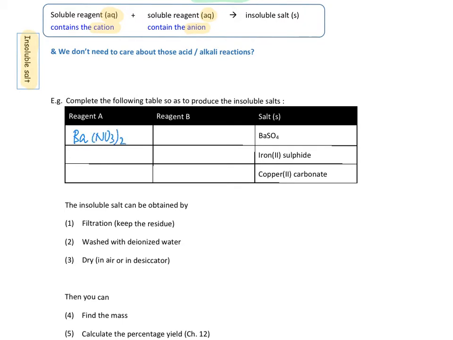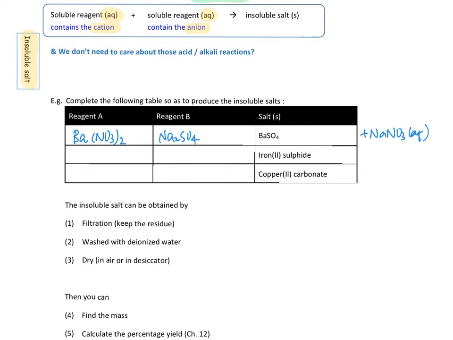In our solubility table, we know that all nitrates are soluble, so we can choose barium nitrate solution and mix it with another reagent that contains the sulfate ion. We also know that all group 1 sulfates are soluble in water. So if we mix barium nitrate with sodium sulfate solution, we have the white precipitate, which is barium sulfate, and the solution contains NaNO3. Besides sodium sulfate, can we have other sources of sulfate ion?